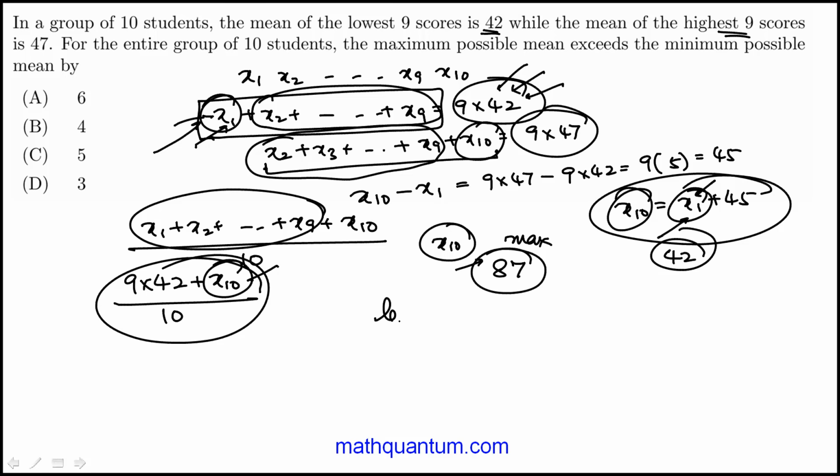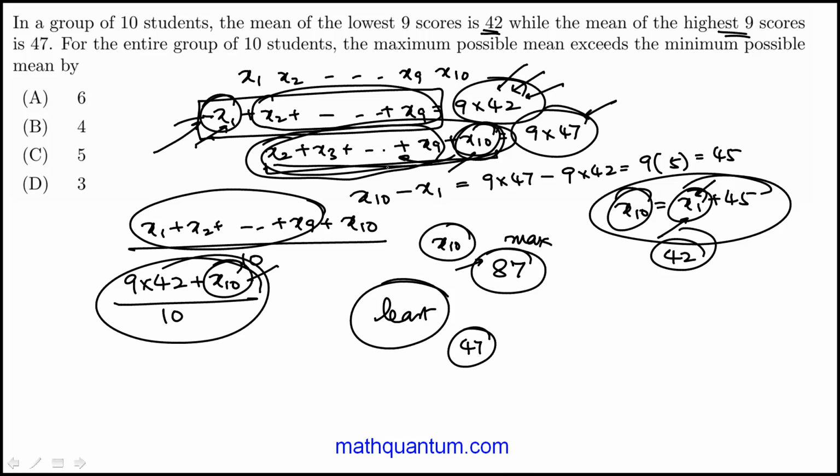Now what's the least I can do? We have this constraint that the largest 9 numbers, the average is 47. So here, the least I can make is 47, because if it goes lower than 47 and all of the other numbers are less than 47, then I would not be able to get an average of 47.